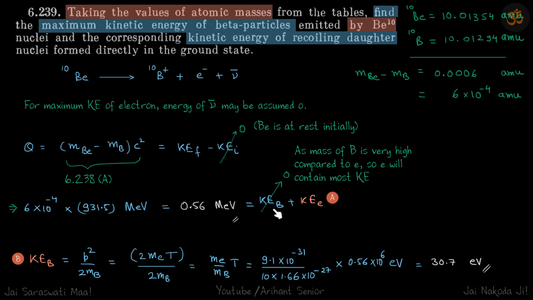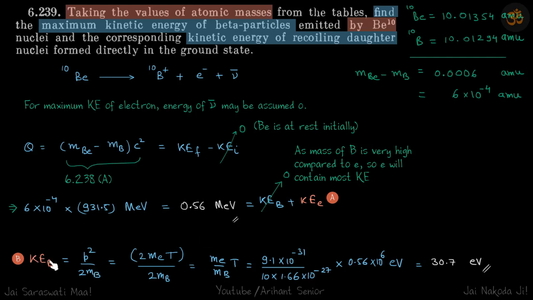So again, the kinetic energy of boron we can assume to be 0 because the mass of boron is very high compared to the electron. So the electron will contain most of the kinetic energy. I'll just show you that small proof in the next page. So compared to the electron, the kinetic energy of boron will be almost 0. So now we have got the kinetic energy of the electron.